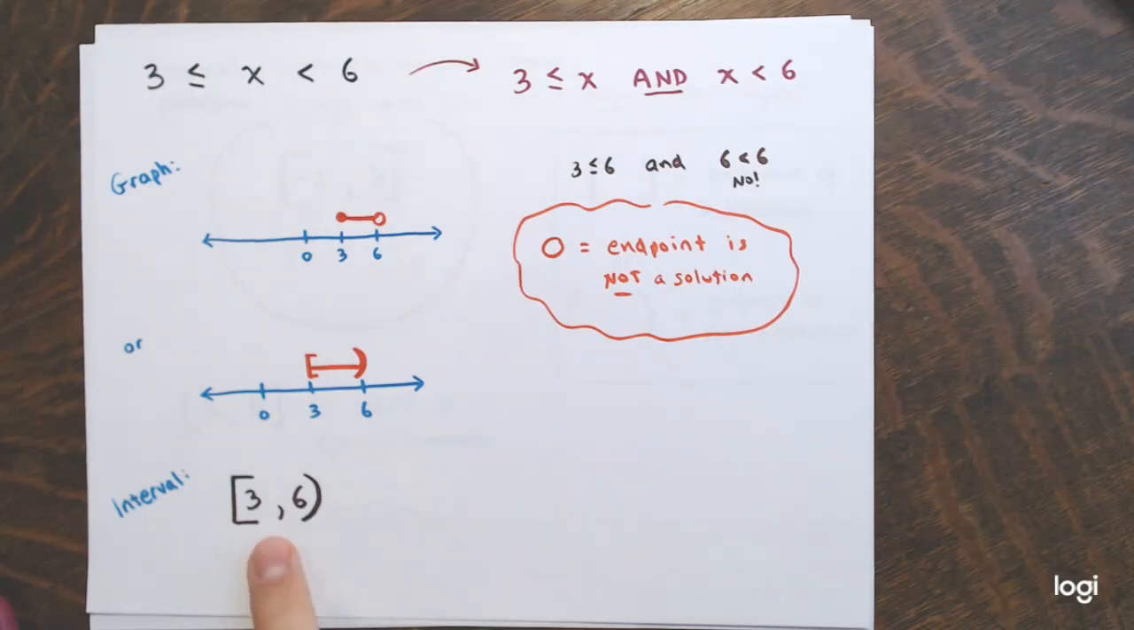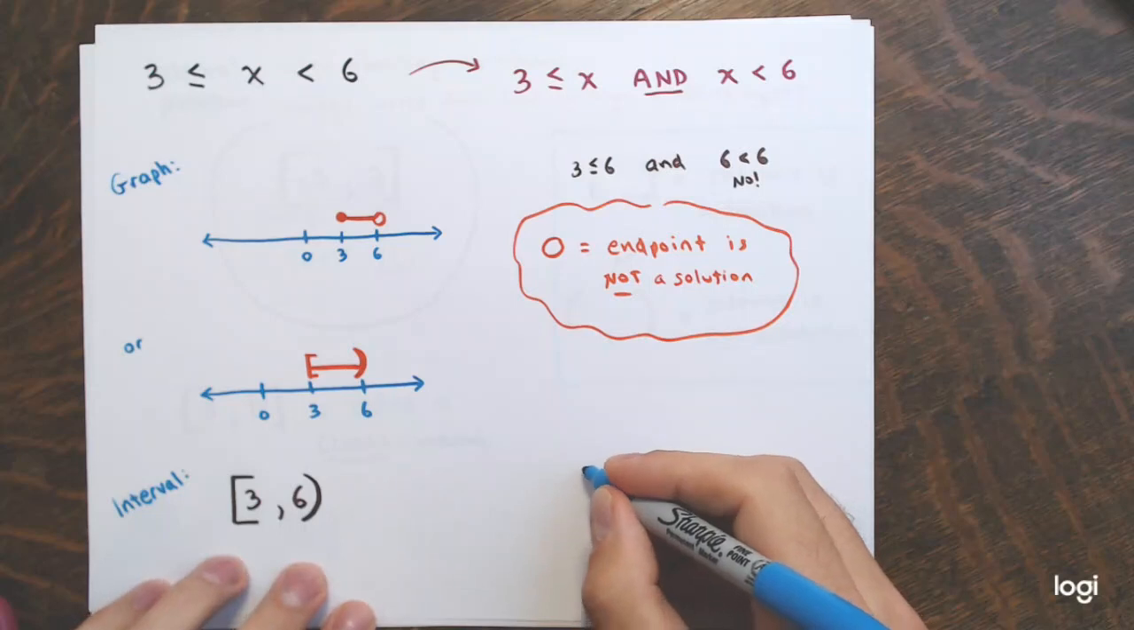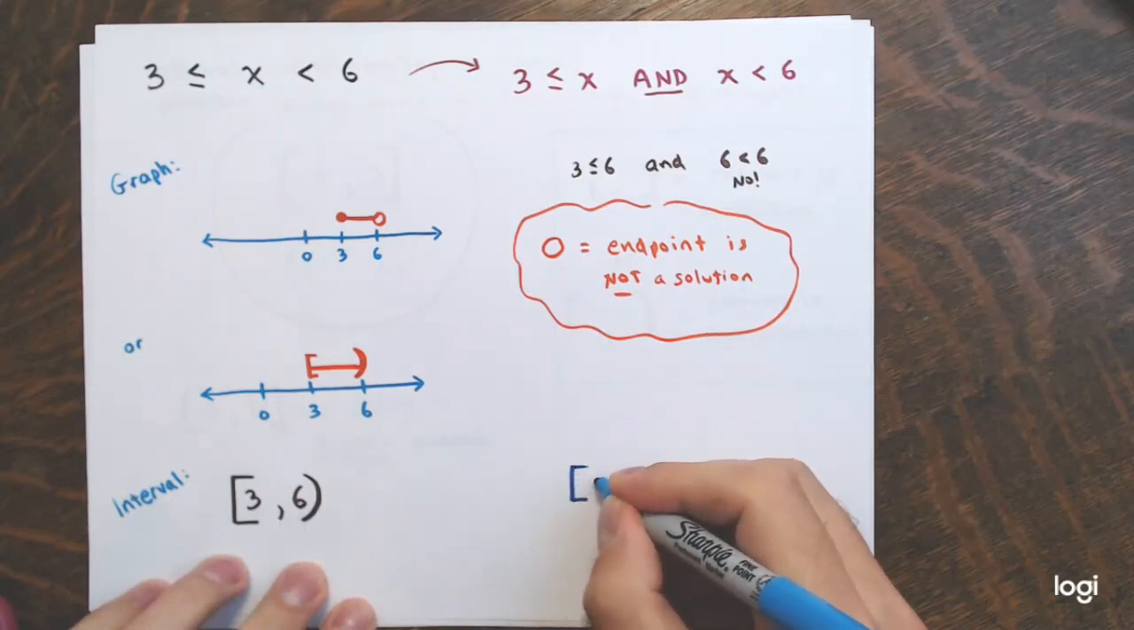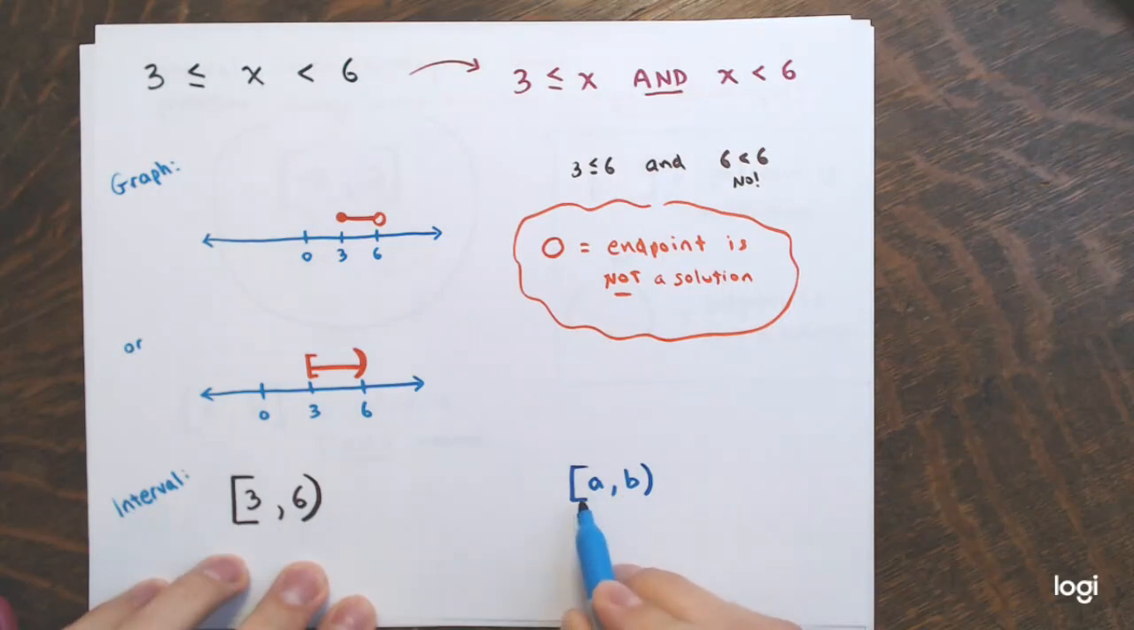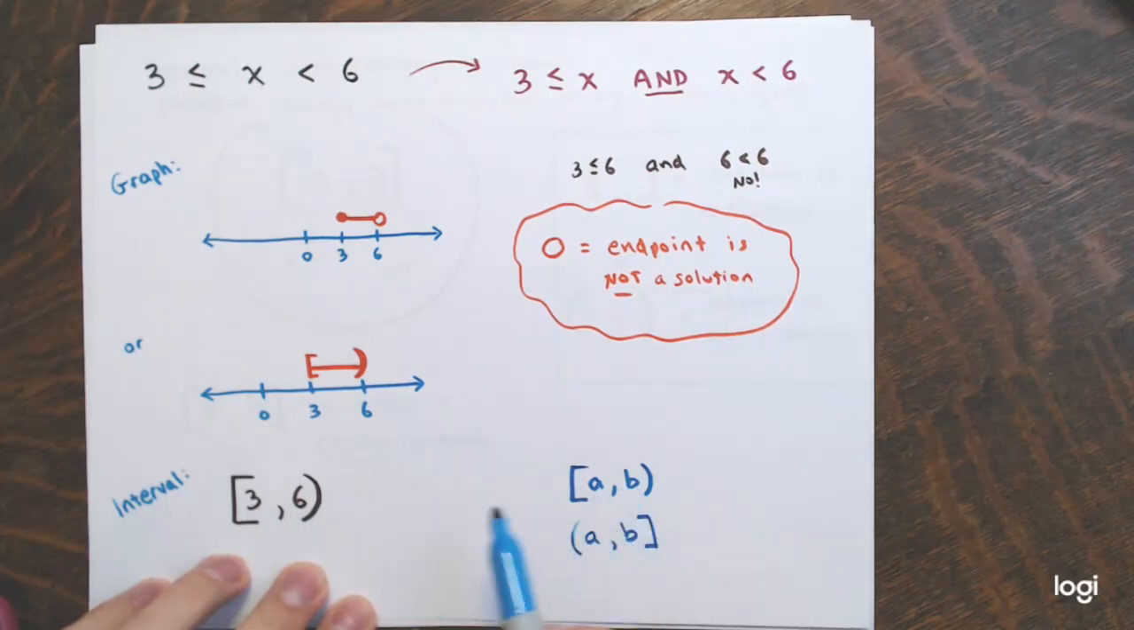And then off to the side here, if you have an interval where one side is a parenthesis, one endpoint has a bracket on it, or maybe the left end has a parenthesis and the right end has a bracket, and then a and b are real numbers like 3 and 6.